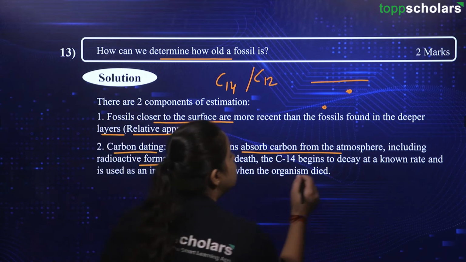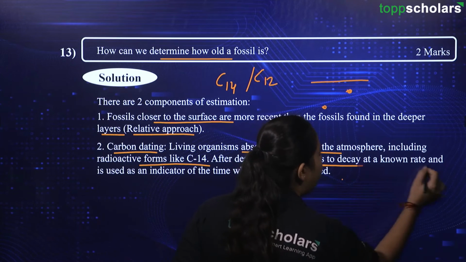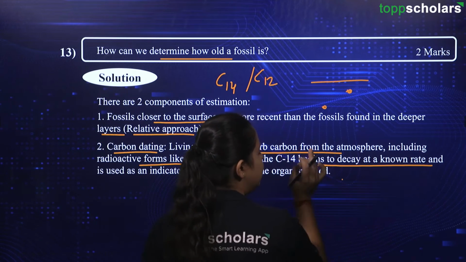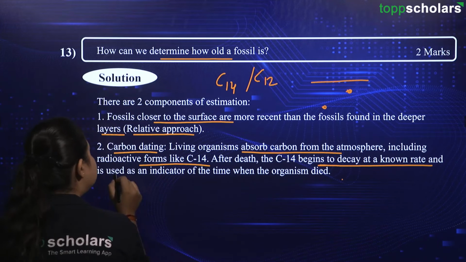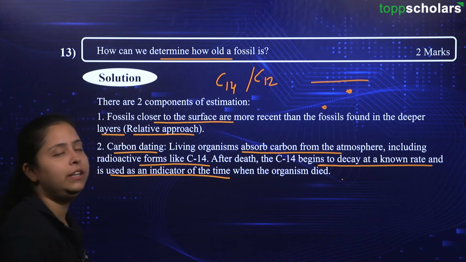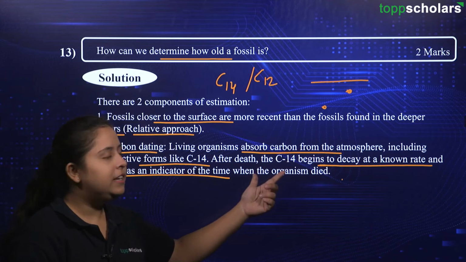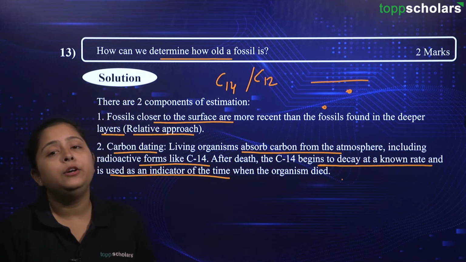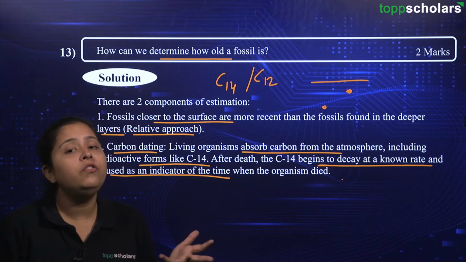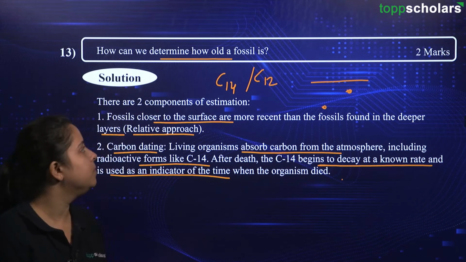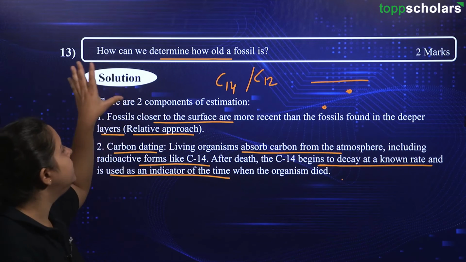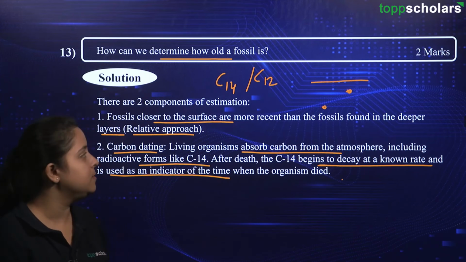So, after death, the C14 begins to decay at a known rate. We know the rate at which this C14 decay happens, and this is used as an indicator of the time when the organism died. So with the value of the C14 decay, scientists are able to predict the time of death of that organism. So these are the two methods to determine how old a fossil is.